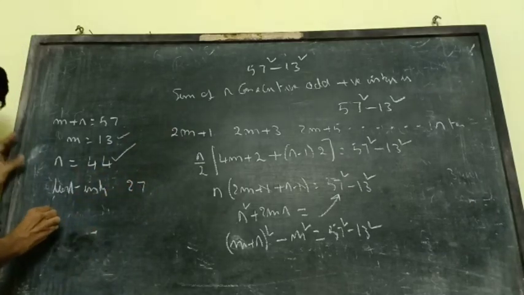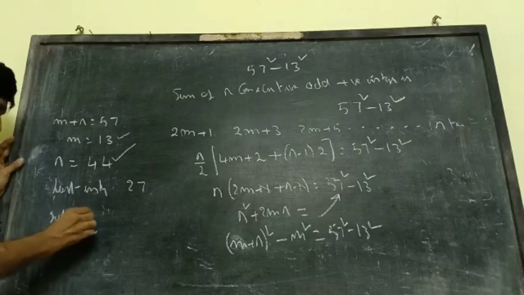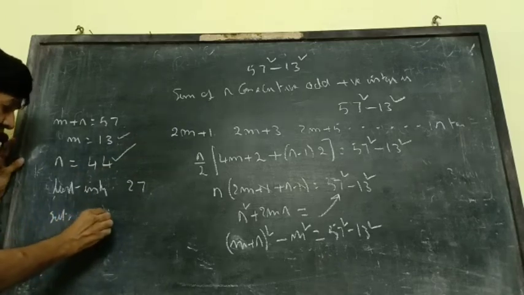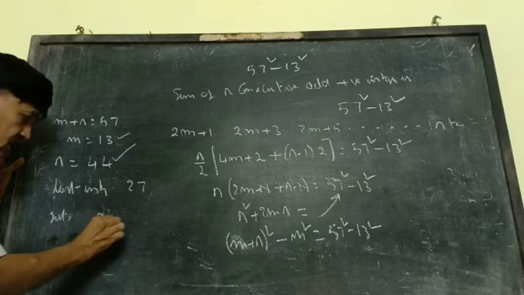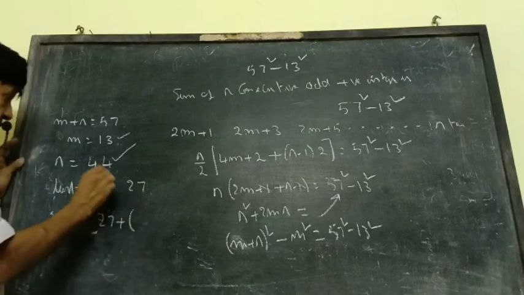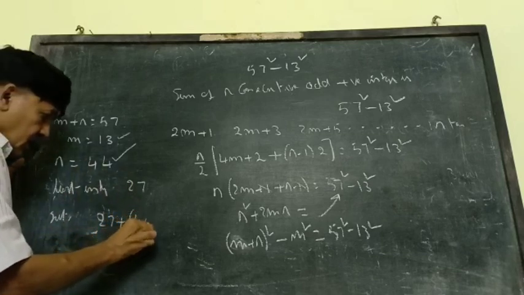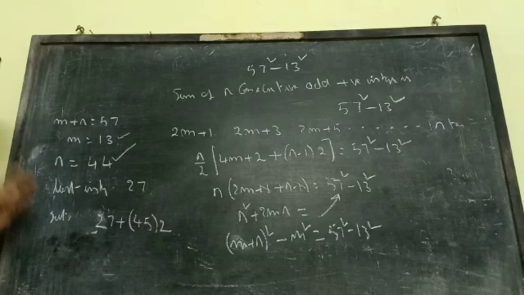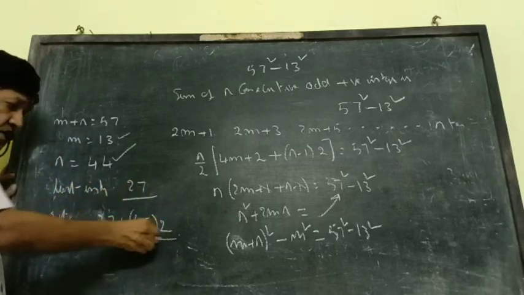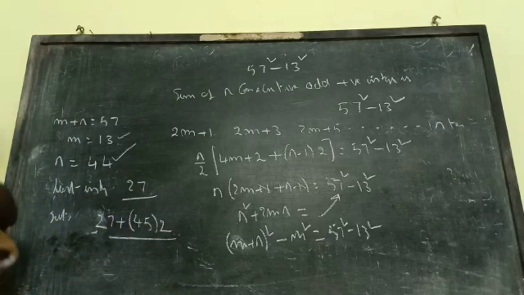Right? Next, the greatest will be a plus n minus 1 into d. How much will you get? 27 plus 43 into 2, correct? Nth term. n is what? 44. This is the least integer, and this is the greatest integer you are going to get. A simple idea question. Right? Understood?